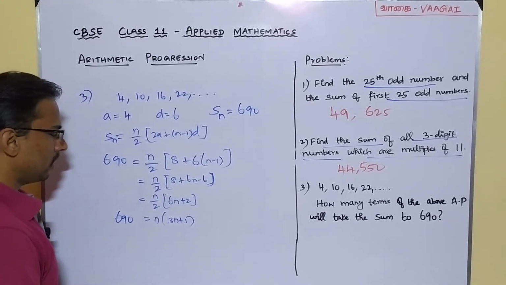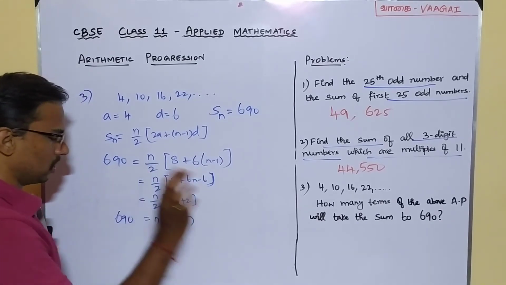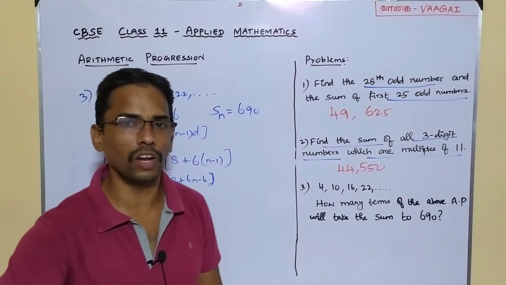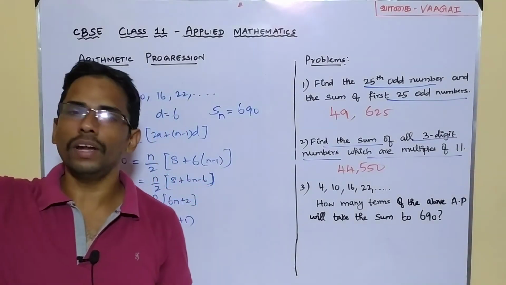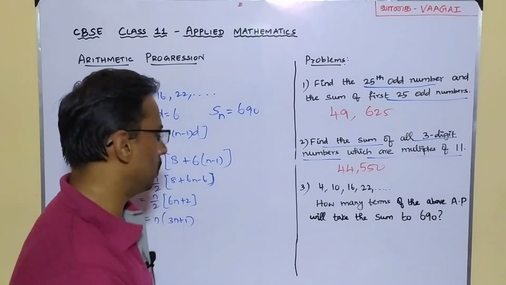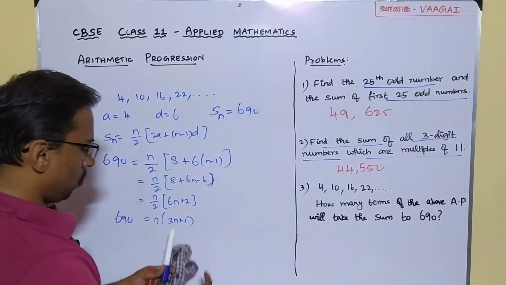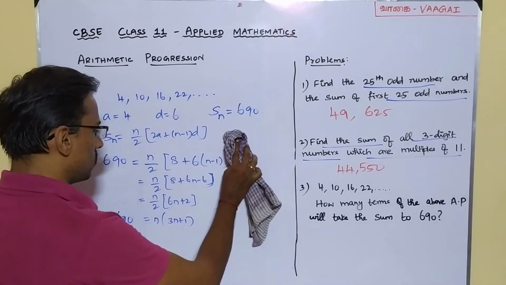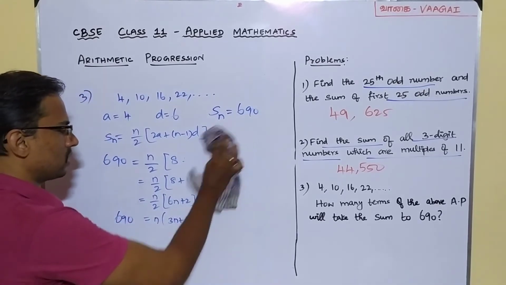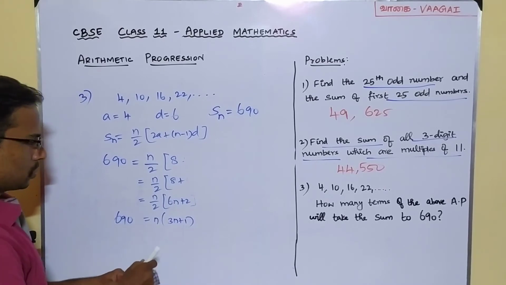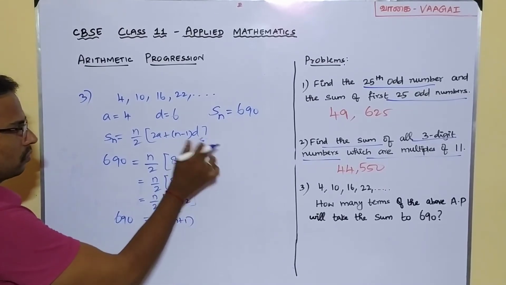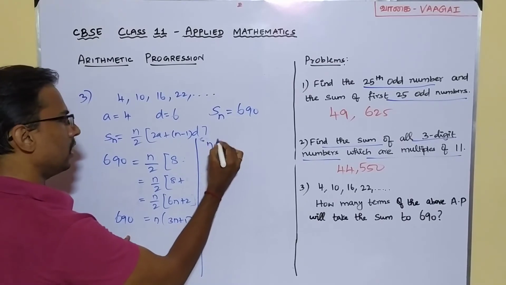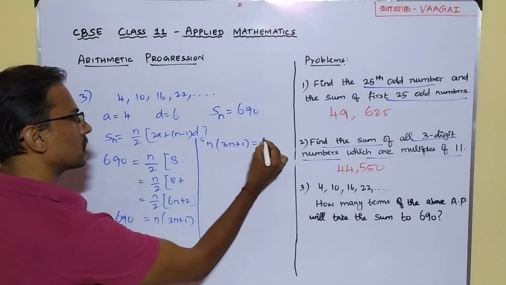So we clearly ended up with n into 3n plus 1 is equal to 690, and now we have to solve this equation in order to get the value of n. We need to solve for n, and that's going to be the objective. So first of all, we have to erase the board. I'm just going to take a free space here. I think this space is enough for us to work the problem. So here we have n into 3n plus 1 is equal to 690.